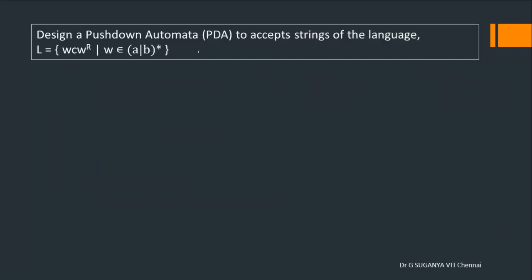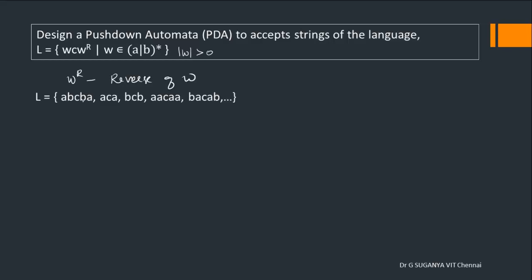Let's design a push-down automata to accept strings of the language L equal to W C W power R, where W is an element of (A or B) the whole star. The words can be derived from two symbols A and B. It could be anything. And let us impose a condition that the length of the string should be greater than 0. So W power R is nothing but the reverse of W.